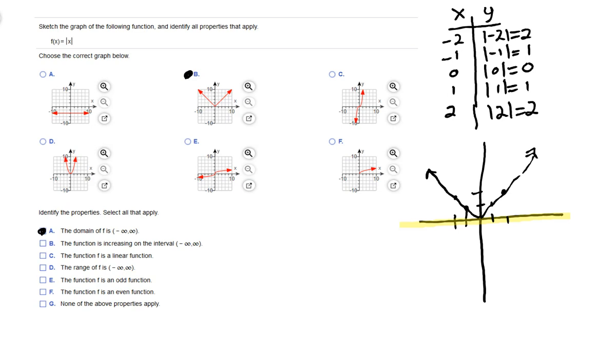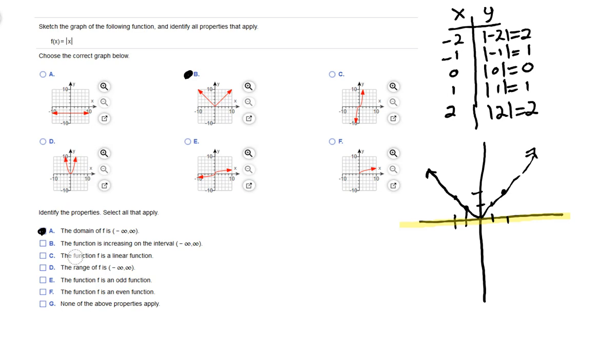The next one says the function is increasing on the interval from negative infinity to infinity. Looking at my picture, I can see that on this left-hand side, if I'm going from left to right, my y values are decreasing. So I have decreasing on part and increasing on the other part. This statement says that it is increasing from negative infinity to infinity, which is the whole graph. So I would not select that property.